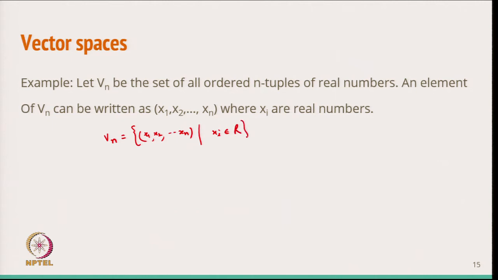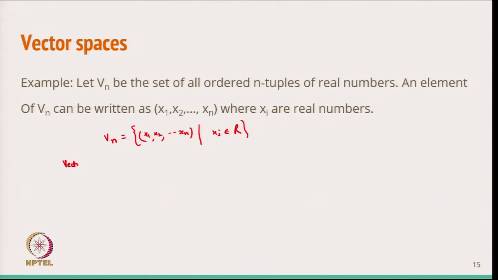Now, we want to show that this makes a vector space. It means that we have to satisfy all the properties related to vector spaces. So, first of all I will define the vector addition and scalar multiplication in this case. So, we define the vector addition.